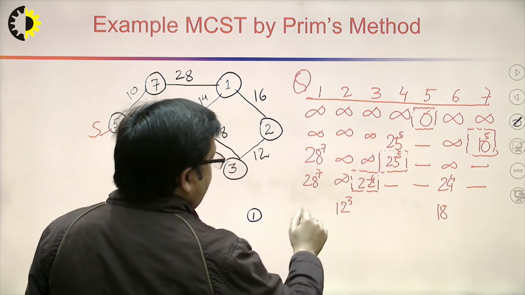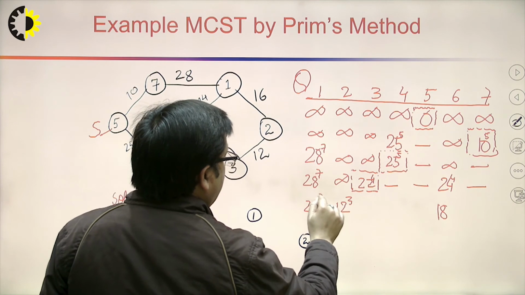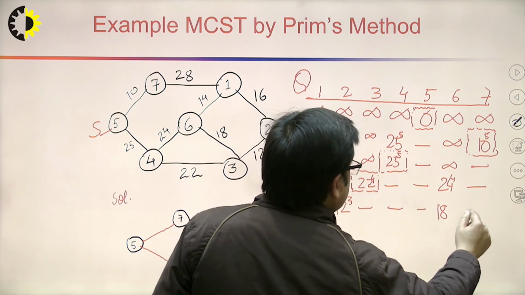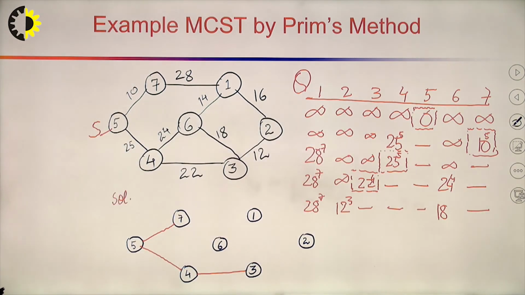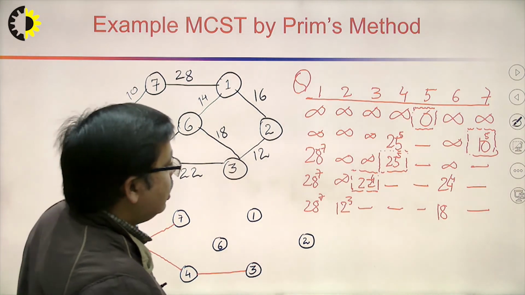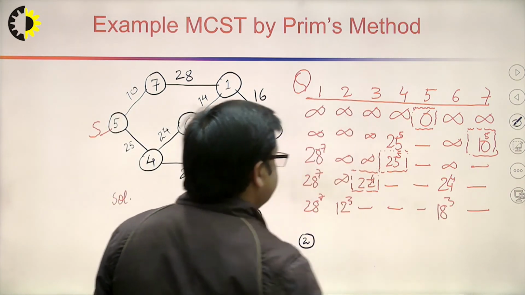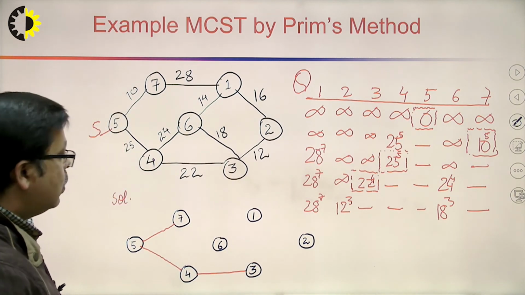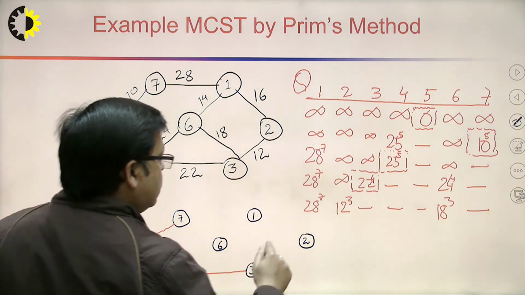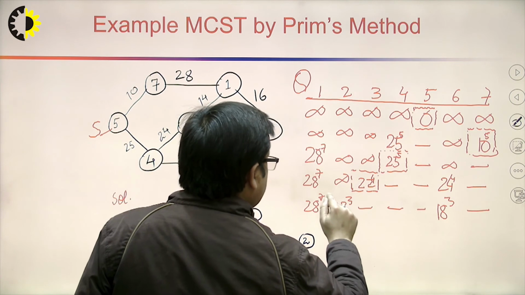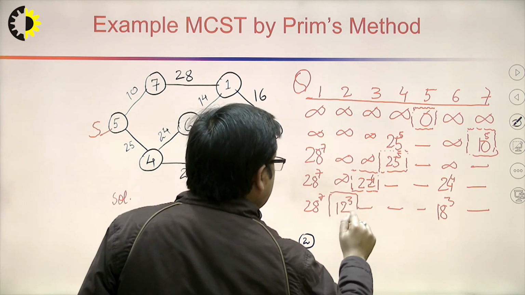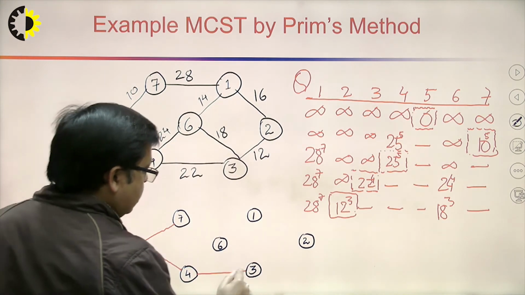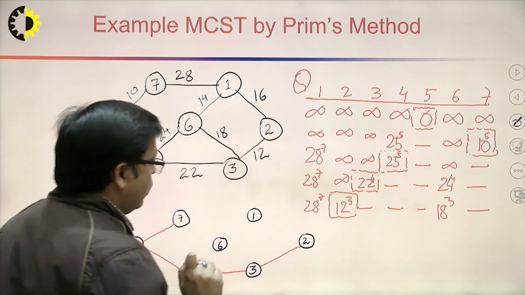This is node 3, 28, parent is 7, right. This is out from the queue. Now, weight of this is 3, parent of the 18 is 3. Now, the node 2 will come out, because it is having the minimum weight. Node 2 will come out, and we will connect node 2 and 3, right, node 2 and 3.